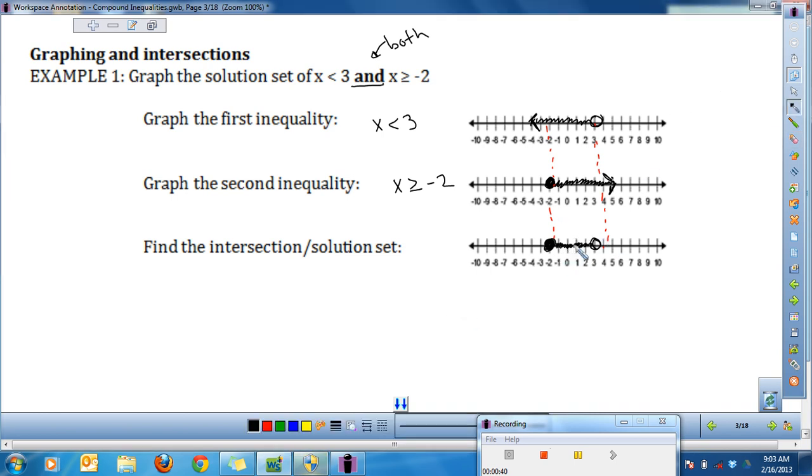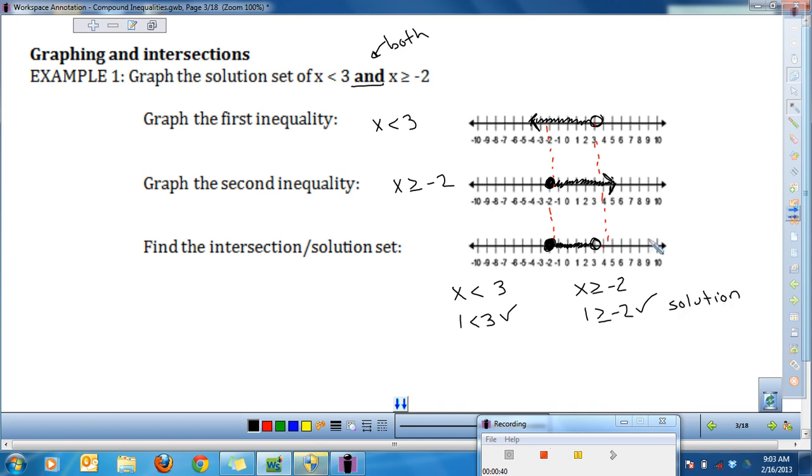Any number we pick inside here should satisfy both of these inequalities. So let's recopy x is less than 3, and x is greater than or equal to negative 2. Let's see if we pick a number in here, will it work? Let's pick a number like 1. Is 1 less than 3? Yes. Is 1 greater than or equal to negative 2? Yes. That works. So this is a solution.